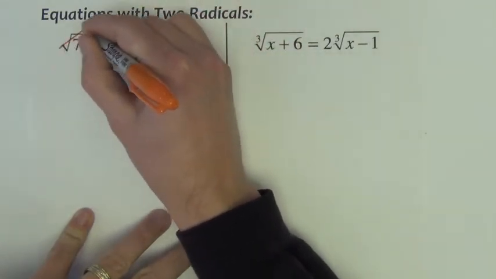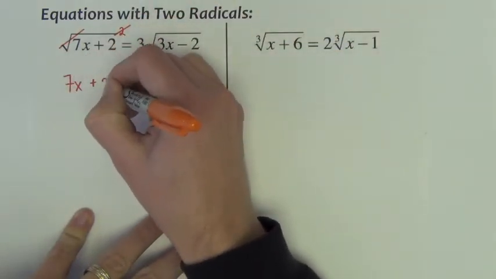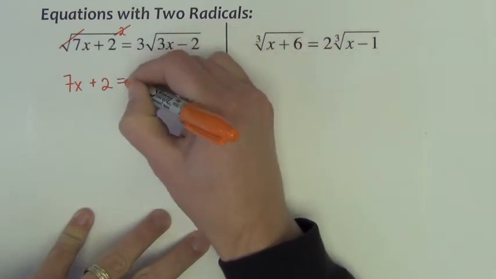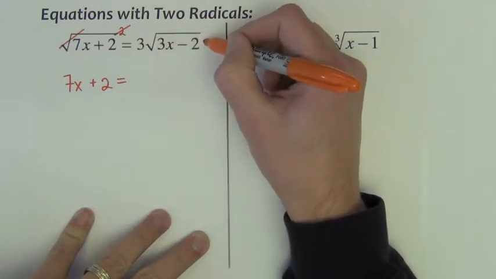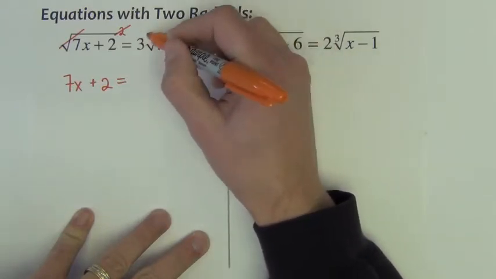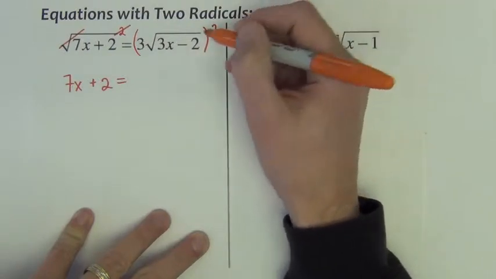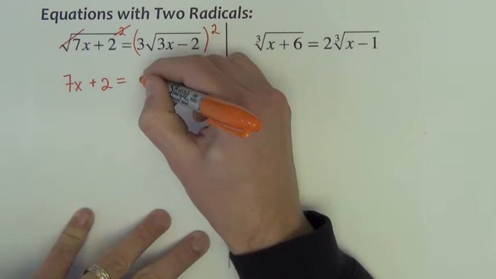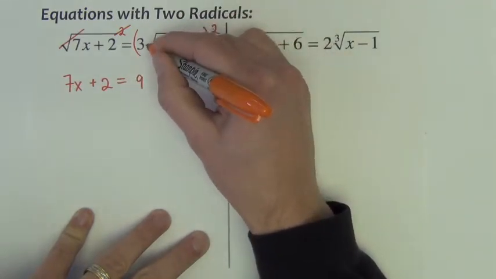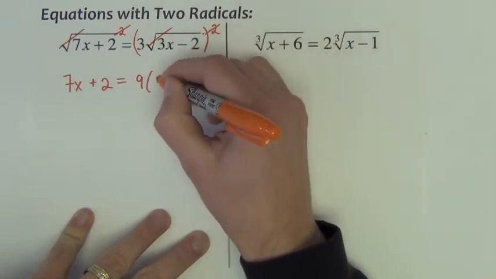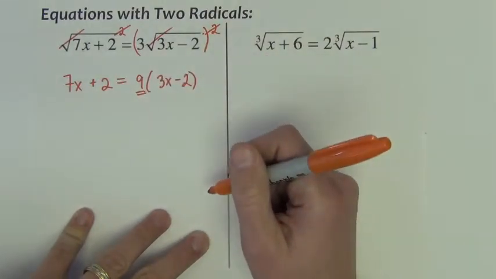sides. When I square the left, the radical comes off, and I have just 7x plus 2. Now this is important on this side. I am squaring this entire side. I'm not just squaring the radical. So let me use parentheses to show that. Squaring the whole thing means I have to square the 3. Then I also square the radical, and when I square the radical it cancels out the square. So I have 9 times 3x minus 2. It's important to get that 3 in front squared to the 9.